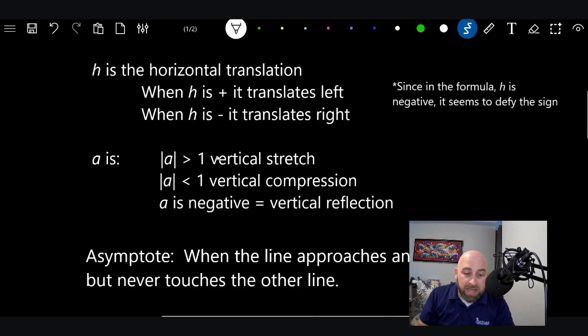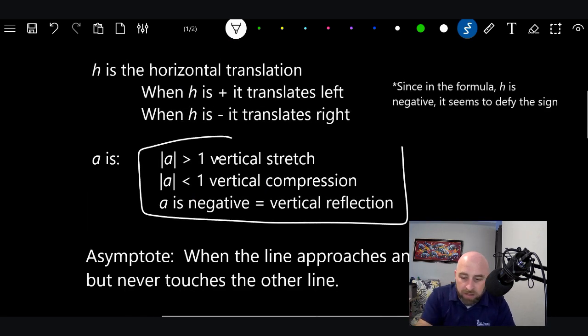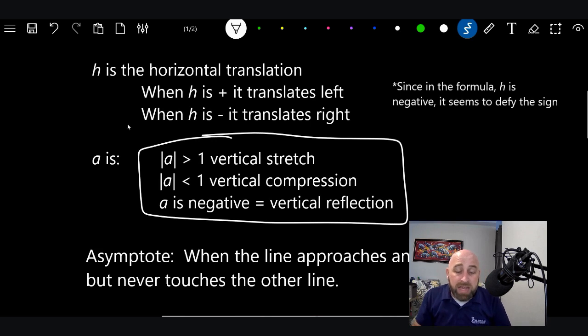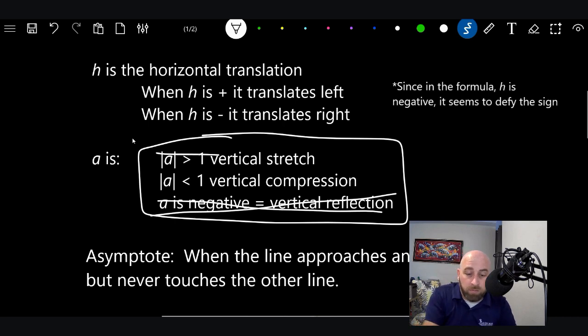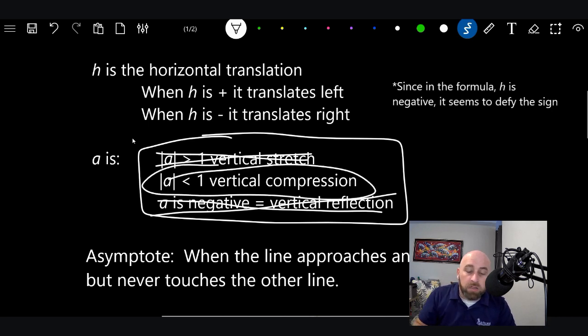So what does the a equal? Okay, that one had lots of stuff going on with it. So a equals 1/2. Is the absolute value of a positive? Yes. So we're not going to worry about this. It's not negative. Is the absolute value of a greater than 1? No. So we're not going to worry about that. It is less than 1. It's 1/2, and 1/2 is less than 1. So the absolute value is less than 1. So we're going to have a vertical compression.